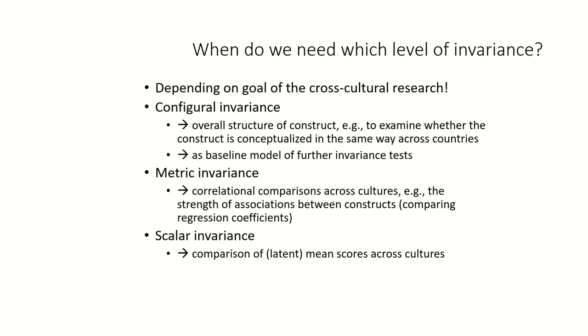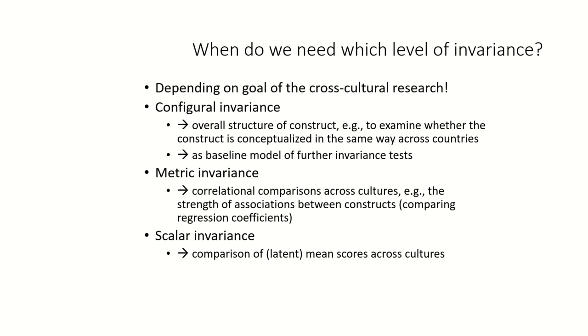Metric invariance, as I already mentioned, if we have metric invariance, we can compare correlations, regressions, even mean patterns. But we can't directly compare latent means or mean scores across groups. We can only do that if we have scalar invariance. So it really depends on what you want to do in your study. If you want to run regressions and look at the relationship between variables, you might only need to test for metric invariance, and you don't need to worry about scalar invariance.